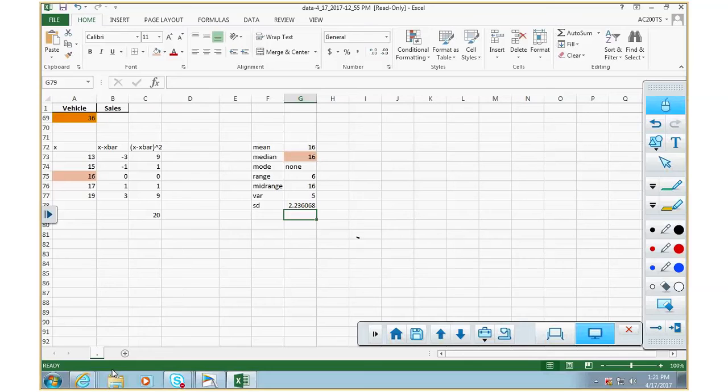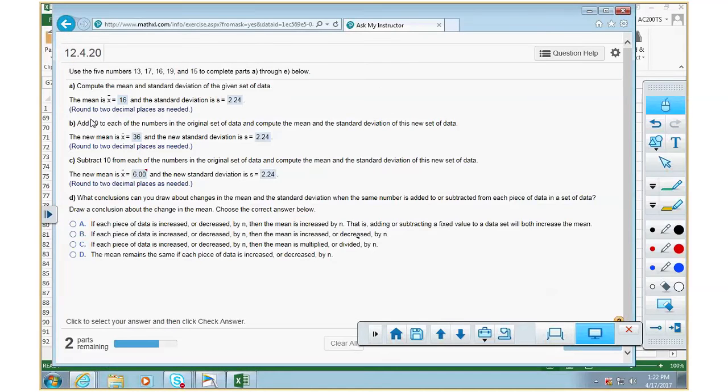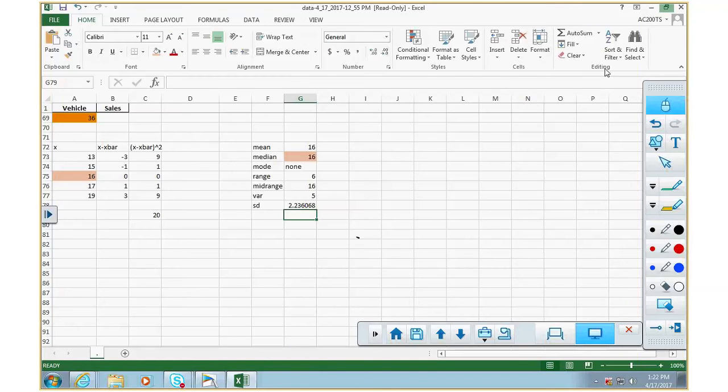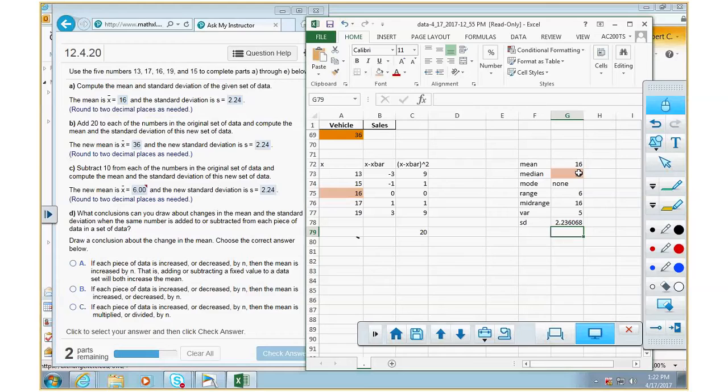Now, let's see what they're asking, because I have no idea what they're asking for. The mean, let me make this get small right quick. Our mean is 16, and the standard deviation is 2.24. Add 20 to each of the numbers. So 20 plus 13 is what? 15 plus 20 is 35. 16 plus 20 is 36, 37, and 39. And our new mean is what? 36. Standard deviation is 2.24 again.